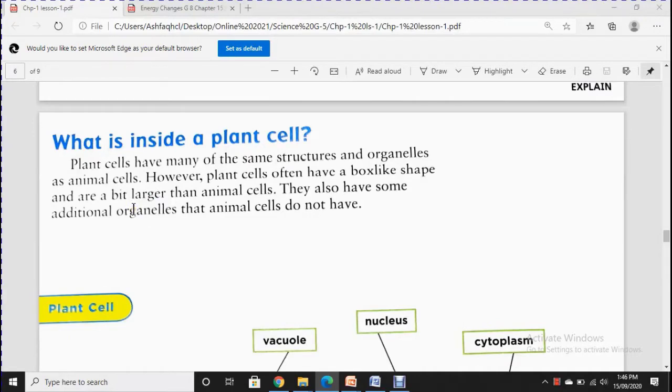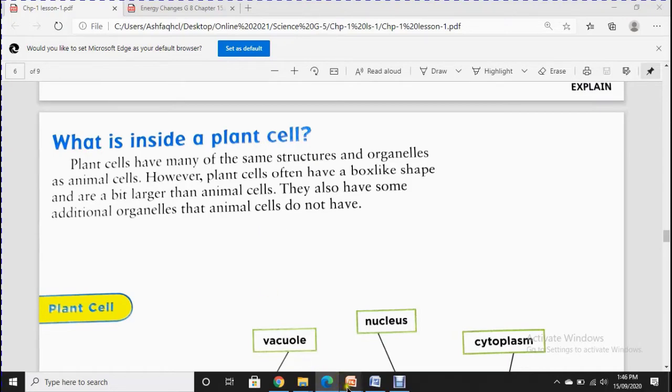Today we're going to discuss the organelles, or what is inside a plant cell. Before this, you know that we discussed the organelles of an animal cell. Now here we're going to see what are the organelles that are present inside a plant cell.